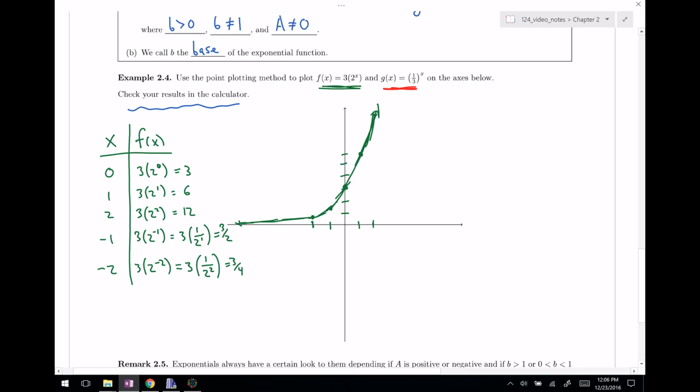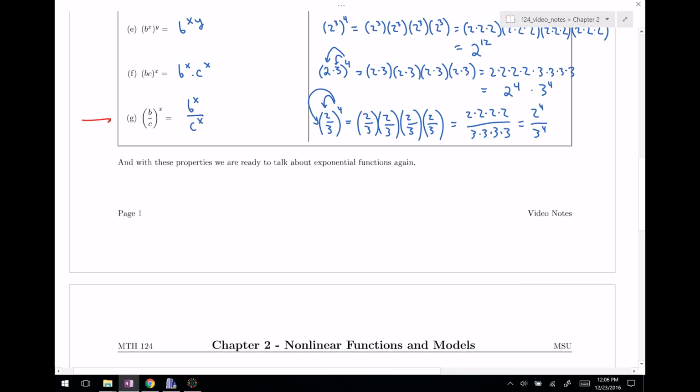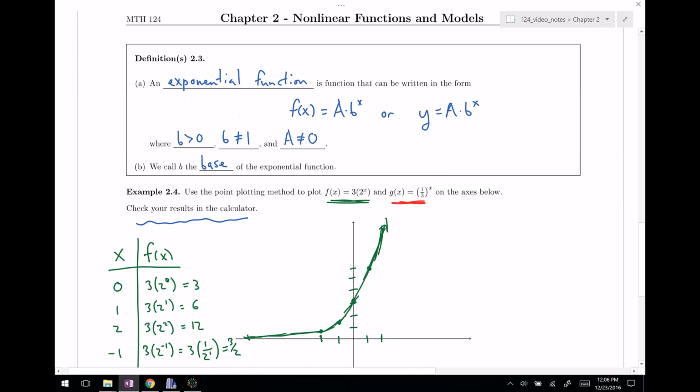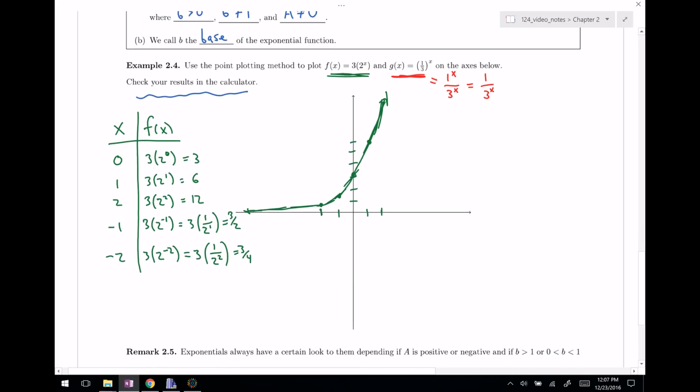And actually, before I even get started here, let's use my last property that says, hey, you can distribute exponents. Let's go for it. So this is going to be the same thing as (1 over 3) to the x. And this is really nice because 1 raised to any power is just 1. So we were able to simplify this function down a little bit before even getting started. So let's go ahead and again use the point plotting method, x and g of x here.